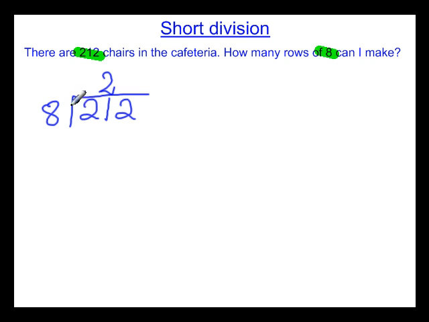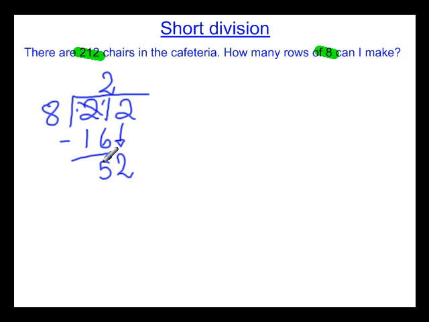2 multiplied by 8 is 16. Now we subtract. 21 minus 16. 1 minus 6 we can't do, so we borrow. 11 minus 6 is 5. 1 minus 1 is nothing. What do we do next? Well, we bring down the 2.